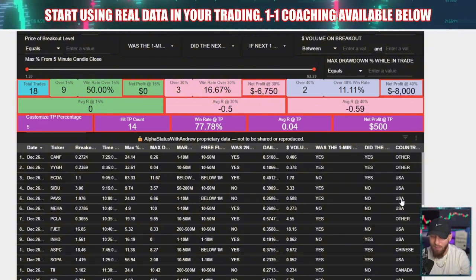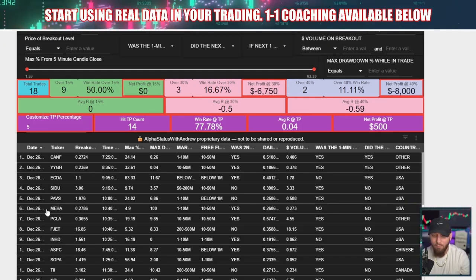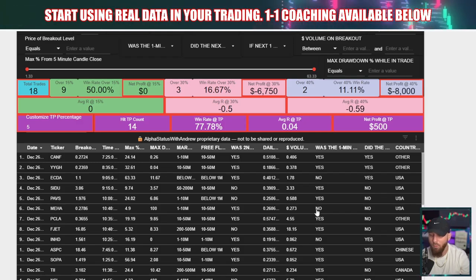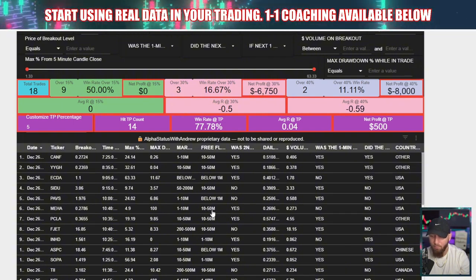This stock is from the United States, but if we take a look at PAVS, yes, this first 1-minute candle was trending green, but the next 1-minute candle actually closed red. So this one ended up not being a green light special breakout. For MEHA, this was also from the United States, but the 1-minute candle was not trending green into the breakout. Market cap was good, free float was good, but ultimately this stock did not give us a green light special breakout. So I skipped out on it.